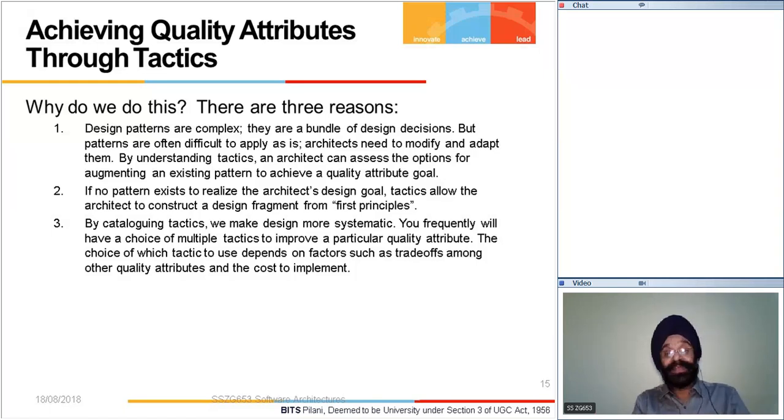So for an architect to achieve the goals, you should be able to pinpoint, okay, this is the goal, this is the tactic I suggest. It's almost like a doctor. He looks at the patient and investigates, and then says, okay, give some paracetamol, whatever it is.